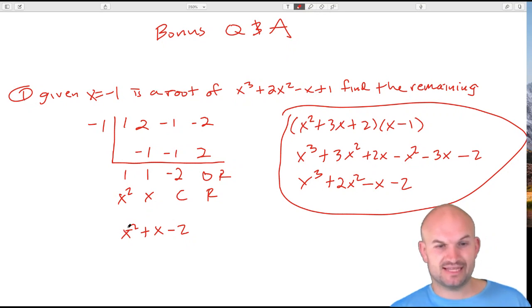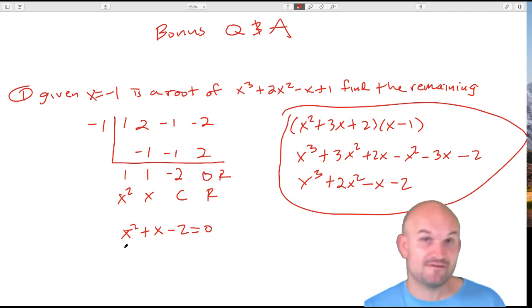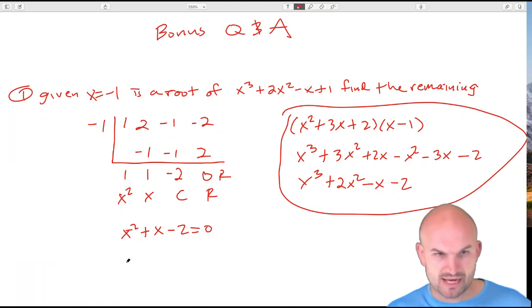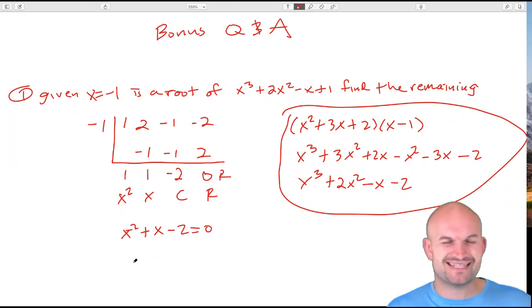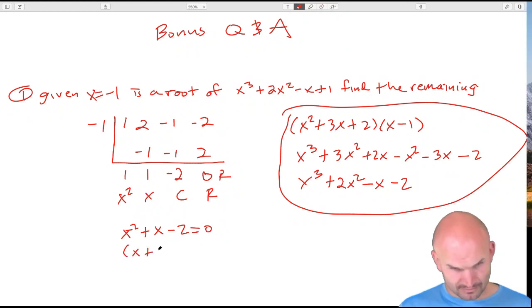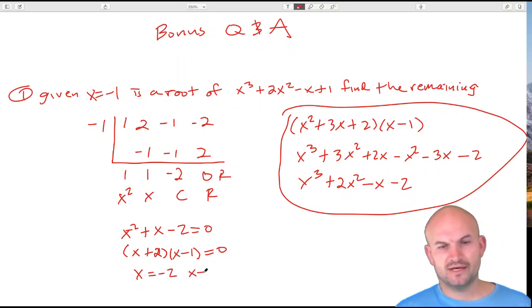So what we can do is set this quotient equal to 0 and solve. Hopefully if it's factorable, we can just factor it. If it's not factorable, we want to use the quadratic formula. There are obviously larger problems where we would have to do synthetic division more, but that's if we were given more roots. I'm just doing a basic example. And this one I recognize to be x plus 2 times x minus 1 equals 0. So that gives us a root of negative 2 and x equals 1.